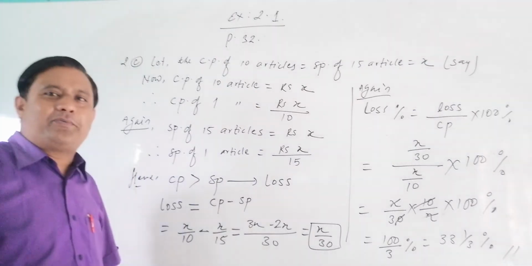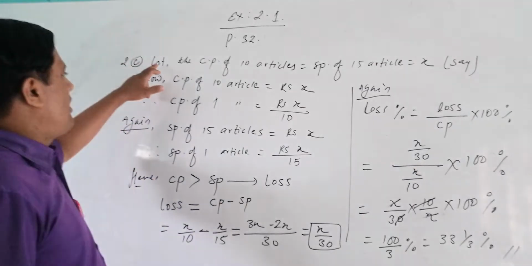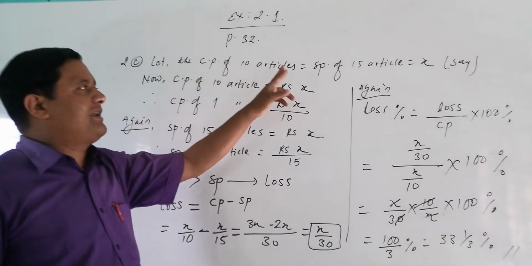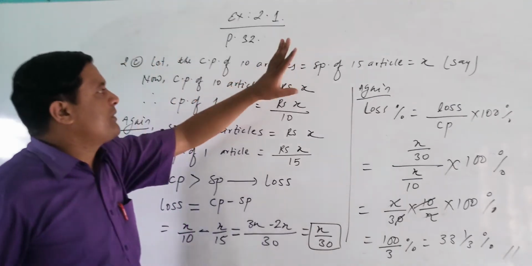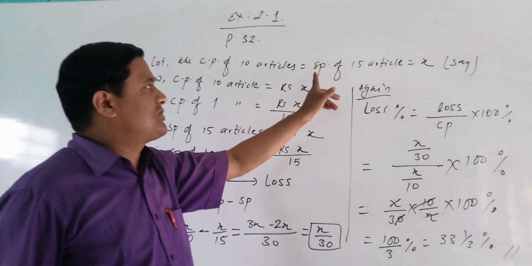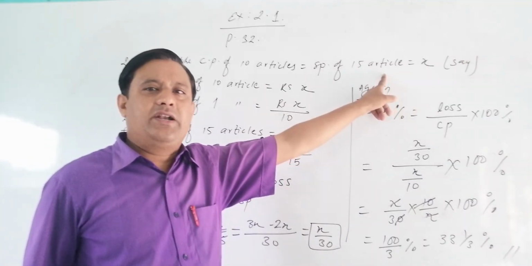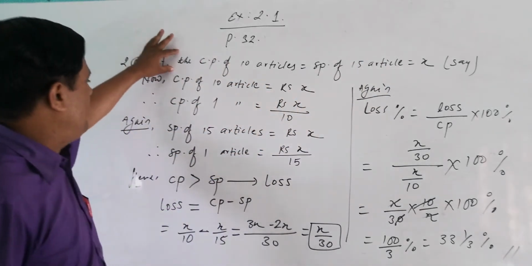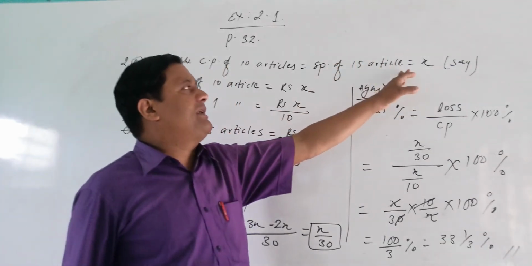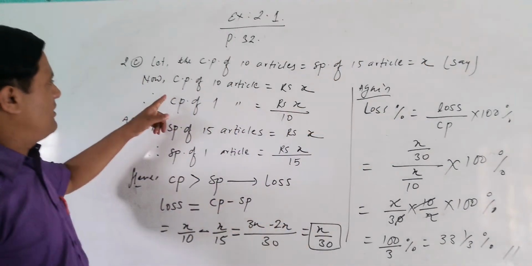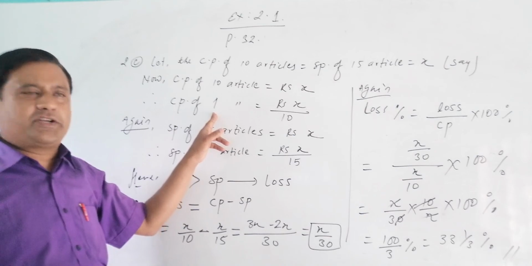Once again I want to repeat this, because this question is very important for you. According to the question, let the cost price of 10 articles and the selling price of 15 articles equal x. The given condition is that the cost price of 10 articles equals the selling price of 15 articles. So we suppose the cost price of 10 articles is rupees x and the selling price of 15 articles is also rupees x. Now CP of 10 articles equals rupees x, and CP of 1 article we find by the unitary method.